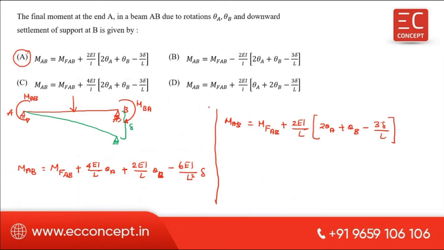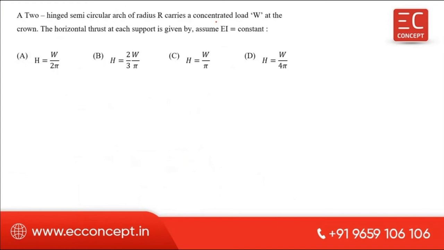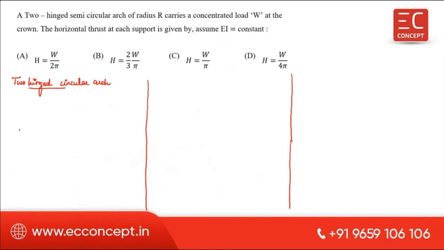The two hinged semicircular arch of radius R carries a concentrated load W at the crown. The horizontal thrust at each support is given by, assuming the horizontal thrust. Let me give some of the formulas. First of all, two hinged circular arcs. If two hinged circular arcs have a central point load P, then H is equal to P divided by pi. Now, two hinged circular arcs with UDL acting throughout the span, that is w kilonewton per meter, then H is equal to 4 divided by 3 wR divided by pi.